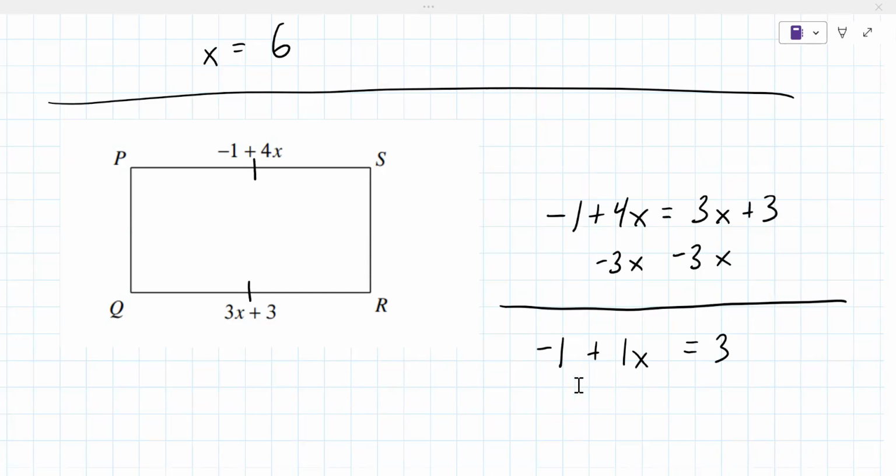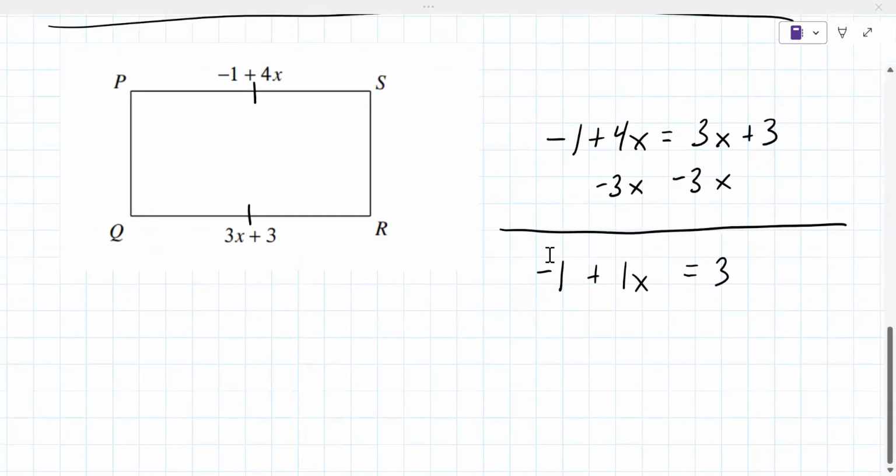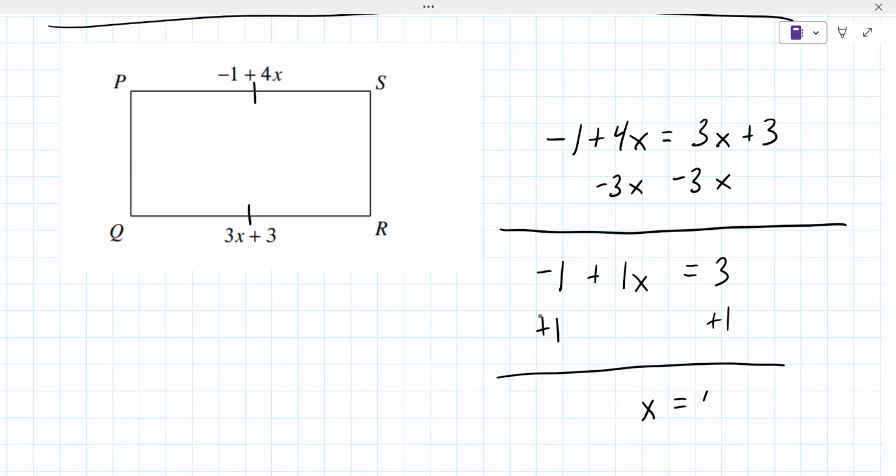Do you have a question? Do you have an answer? I forgot what to do first. Okay. So you've got subtraction of 1 and multiplication by 1, and you undo addition and subtraction. So you would add 1 to both sides. x equals 4.